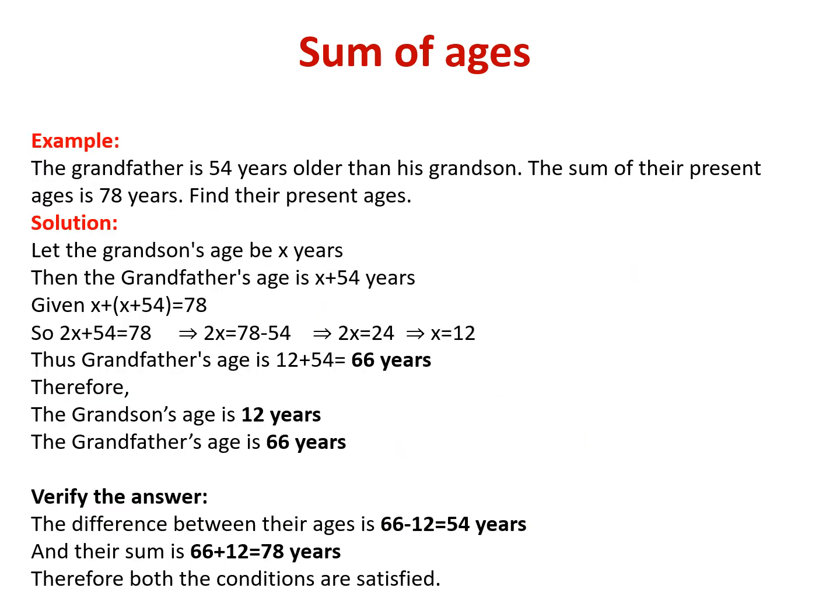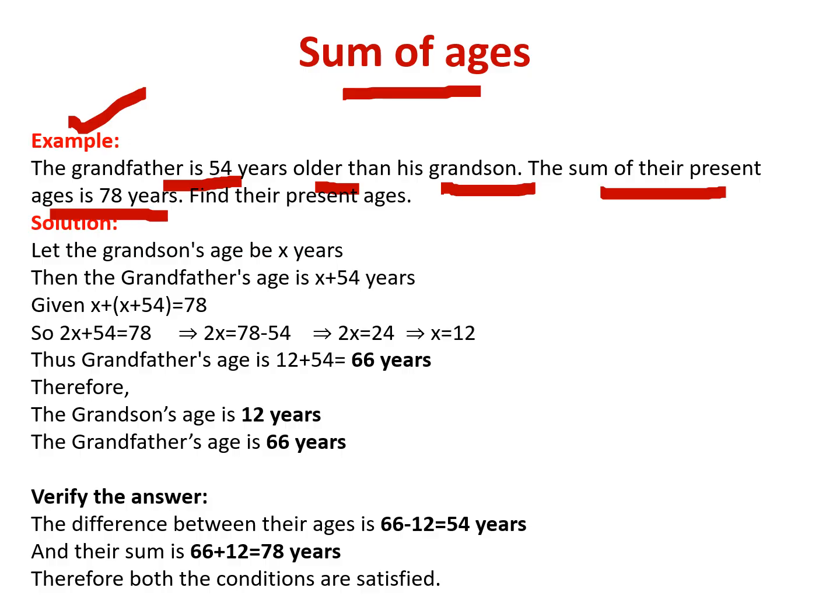Now, let us consider an example based on the sum of ages. In this example, the grandfather is 54 years older than his grandson and the sum of their present ages is 78 years. Now find their present ages. Let us see how we can solve this example step by step. First, we need to represent the unknown age using a variable. Let the grandson's present age be x years.